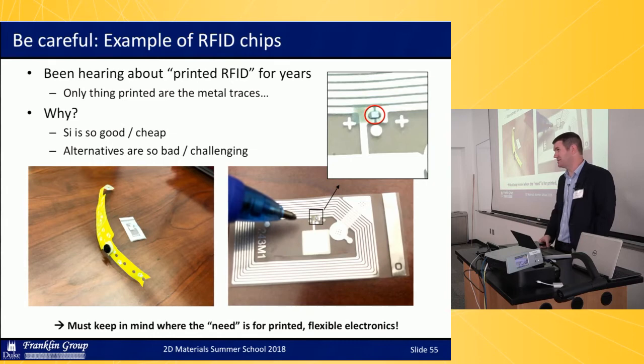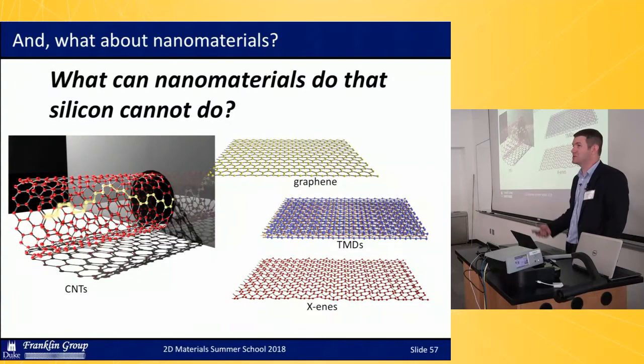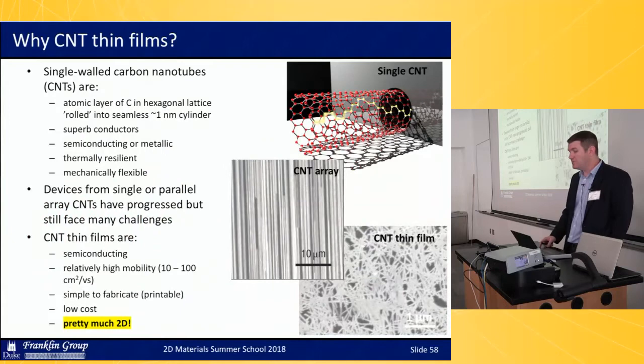So you're probably left wondering, so why on earth talk about printed electronics at all? Because I actually think there are motivations for doing it. It's just not to upset that apple cart. That one is really, really, in my opinion, in good shape. So what would we use additive or roll-to-roll printing for in these approaches? Well, most of it is by having to answer this question. What can nanomaterials do that silicon cannot do? And so if you think about it, I want to also add to the running a pretty much two-dimensional nanomaterial, which is a film of carbon nanotubes.